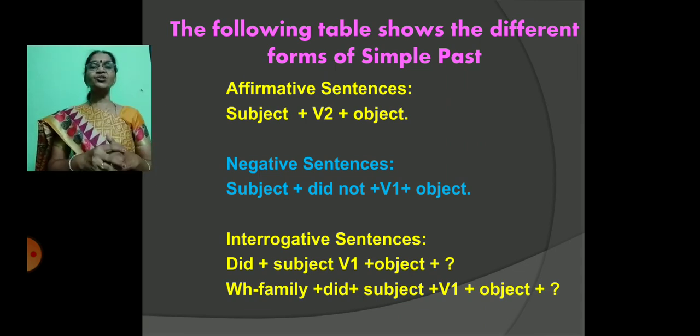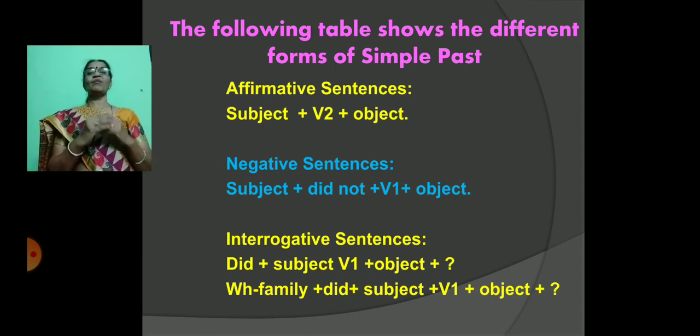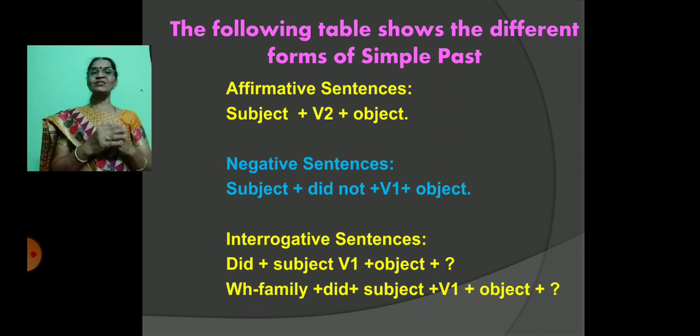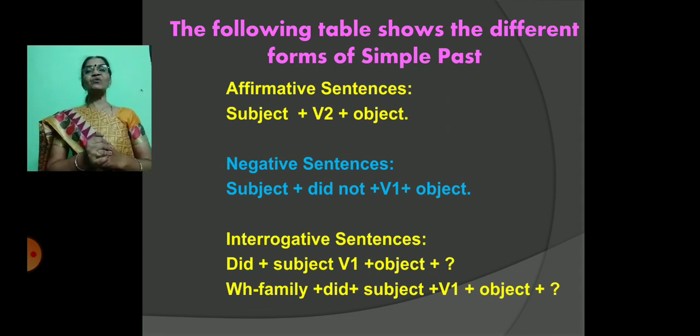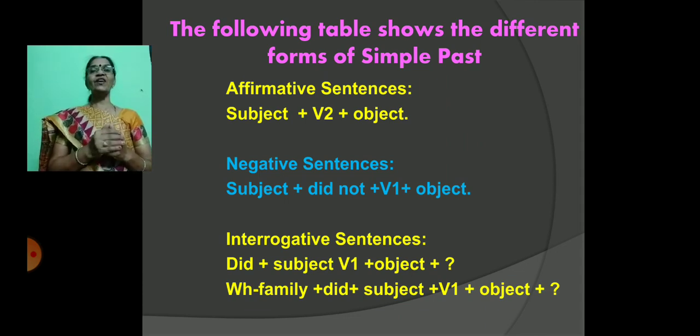And for interrogative also we use did plus subject plus V1 plus object. And for WH family also it will be WH family plus did plus subject plus V1 plus object. So this is how we are going to use it. I'll give you an example. I wrote a letter. For the negative sentence you say, I did not write a letter.